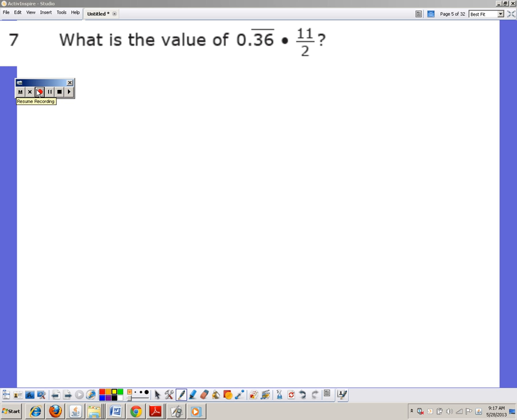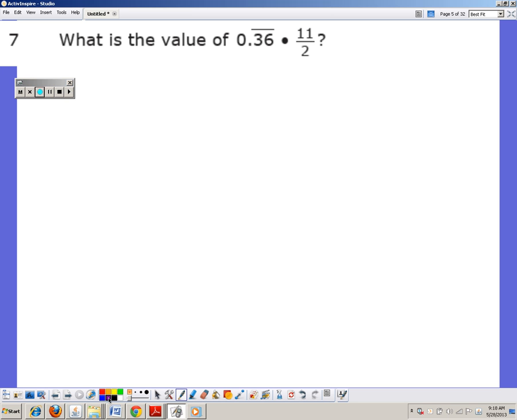And number 7, what is the value of 0.36 with the bar over times 11 over 2? First step, we cannot multiply numbers of different types. First type is a repeating decimal, second type is a fraction. The easiest way to do this is to turn the repeating decimal into a fraction.